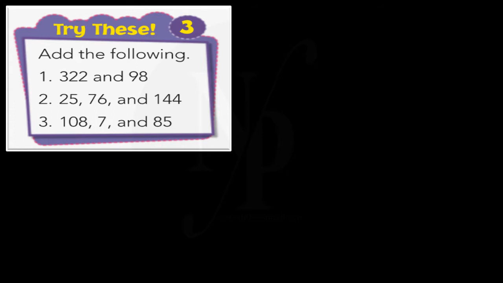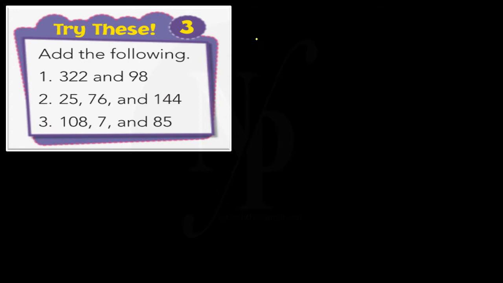So here we have some problems to be done by us. Try this. Number 3. Add the following. We have 3 questions here to be added. Let us add these one by one. Question number 1. 322 and 98. So we have 2 numbers here to be added. First one is a 3-digit number and the second number is a 2-digit number. Let us write down these numbers appropriately, one below the other.